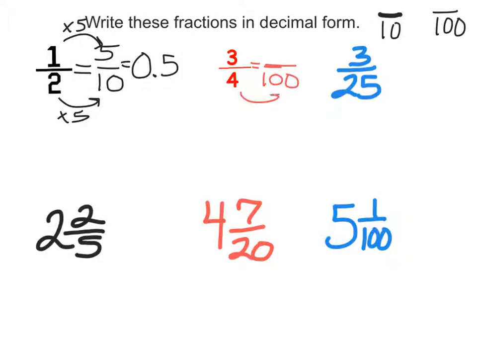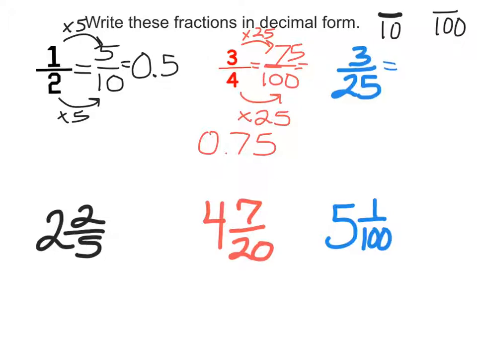And we think, how did we get from 4 to 100? 4 times 20 is 80. Oh, but 4 times 25 is 100 because 4 quarters equal $1. What I do to the bottom, I got to do to the top. 3 times 25 is 75. 75 hundredths is equal to 0 and 75 hundredths.